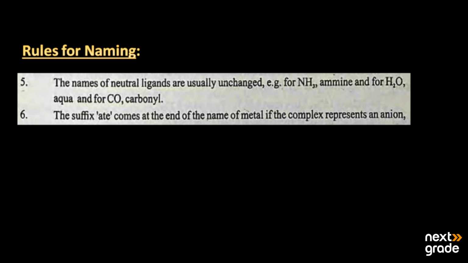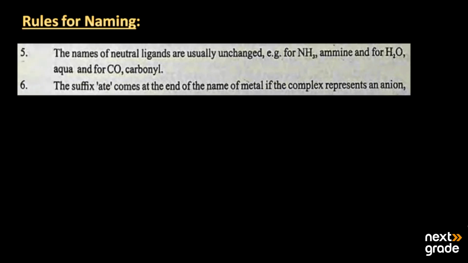After this, we have the fifth and the sixth rule for naming the complexes. The names of the neutral ligands: if there is a ligand which has no charge, neither positive nor negative, it is uncharged. For example, here we have ammonia, named ammine, and for water, we will use aqua, and for the CO group, we use carbonyl, and the carbonyl group is written as C double bond O.